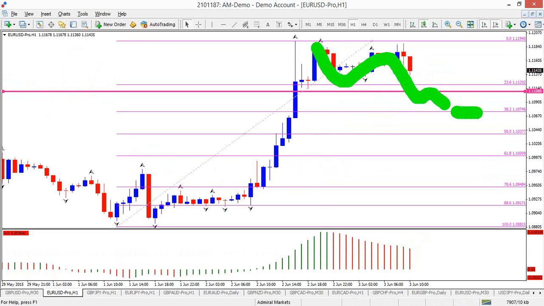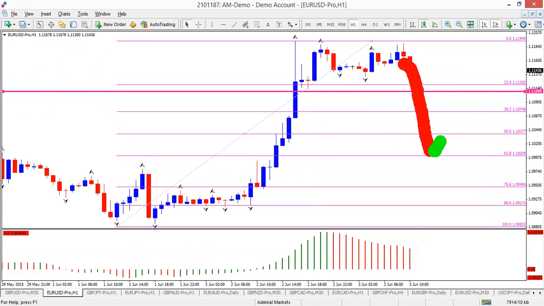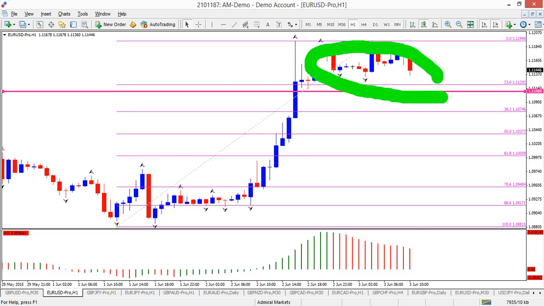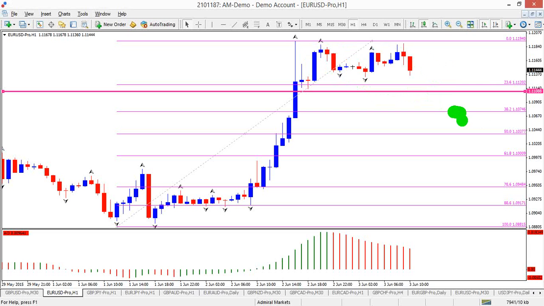Then the 38.2 fib could be interesting. But if it starts to have too much momentum to the downside, like this, I would not look for any longs anymore. In fact, I might even start to look for shorts if we get a bear flag. So basically, I want to see how price responds right here, how it reacts to these fibs before taking a trade.